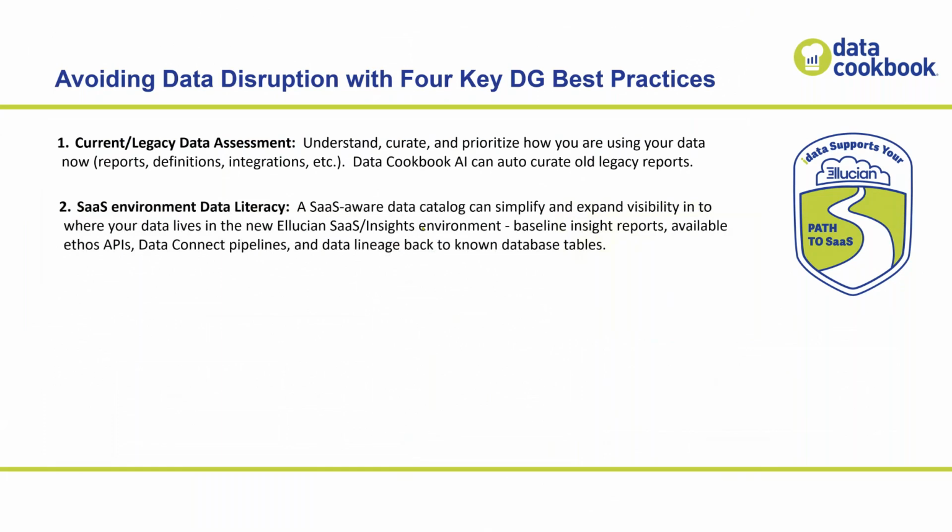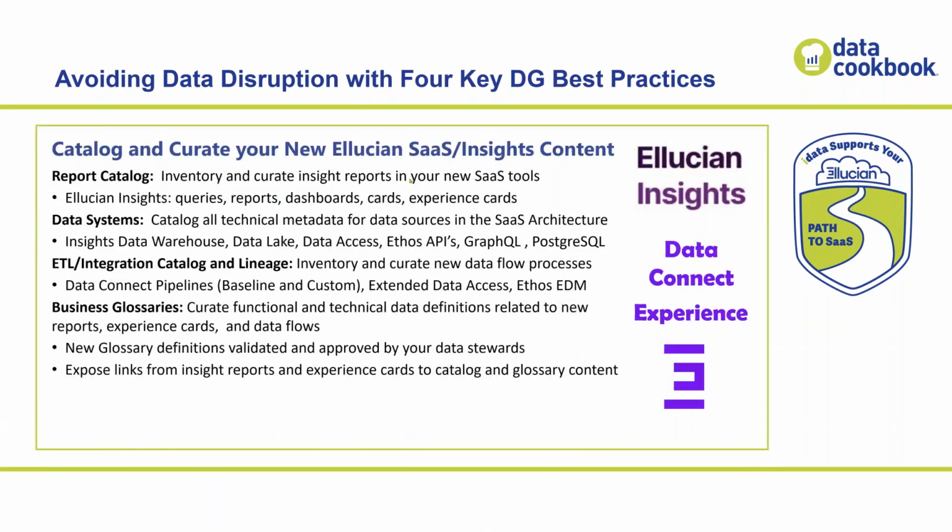Now, the second thing is, in your new environment, you've got your test environment or your implementation environment. You want to catalog that information. And mainly what you're trying to start off with is cataloging the existing data sources and existing package reports and those types of things. To start off, inventory and curate any of the insights reports in the new tool. Get the data warehouse if you can.